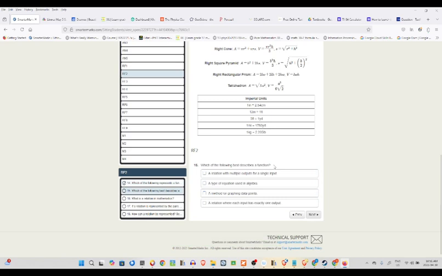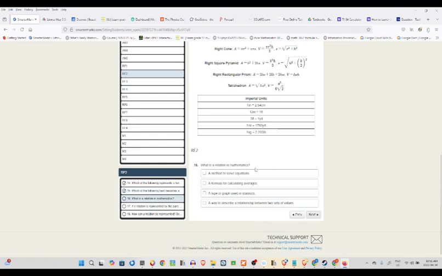Which of the following best describes a function? A relation with multiple outputs for a single input is wrong. A type of equation used in algebra, technically correct, but it says which best describes a function. We can have much more precise definitions than that, so it's not the best description. A method for graphing data points? You could graph data points that have nothing to do with functions. They're restricted to relations, so that's also not a great description. A relation where each input has exactly one output. That's our textbook definition, so that would be the best description.